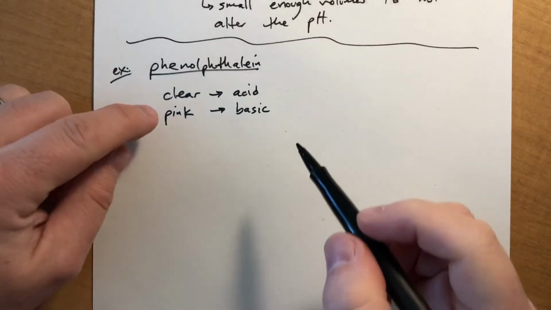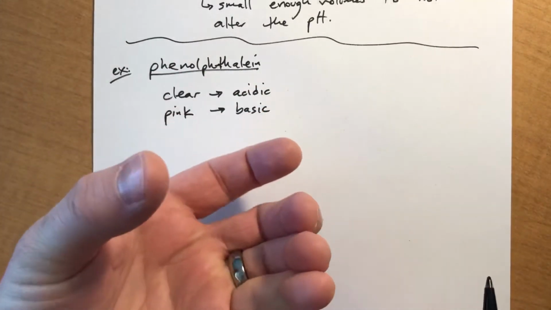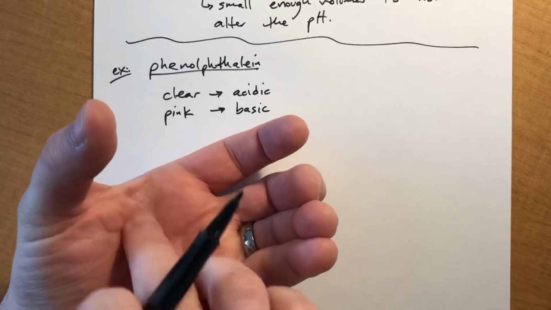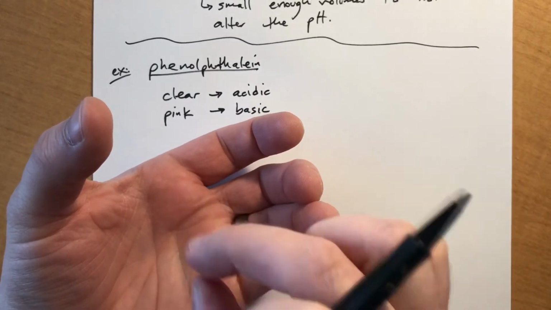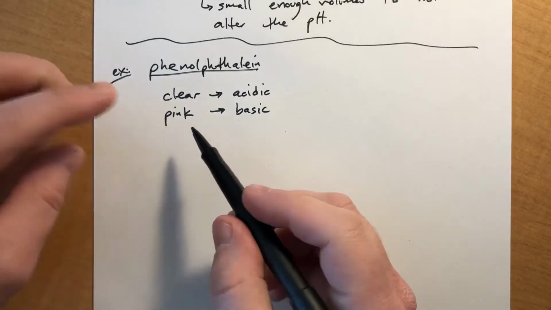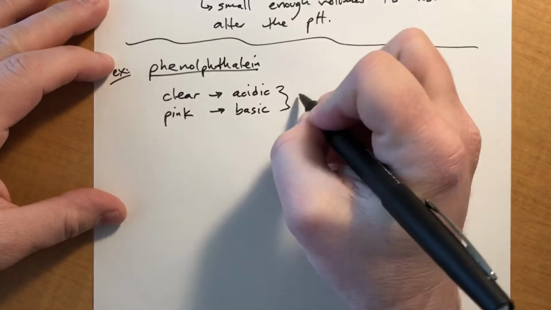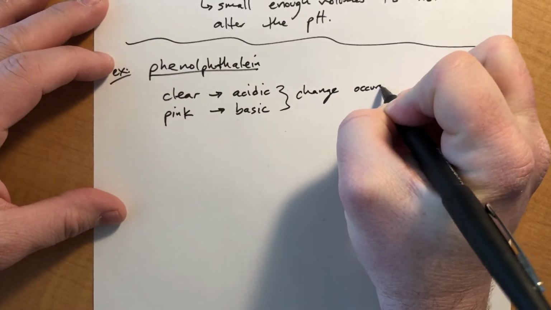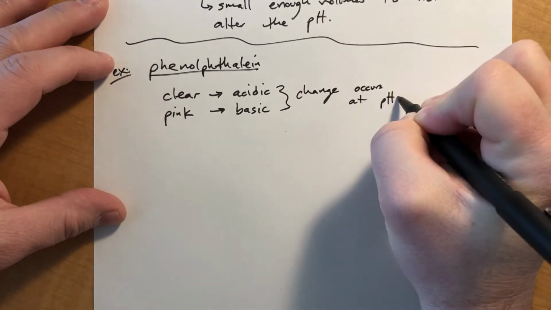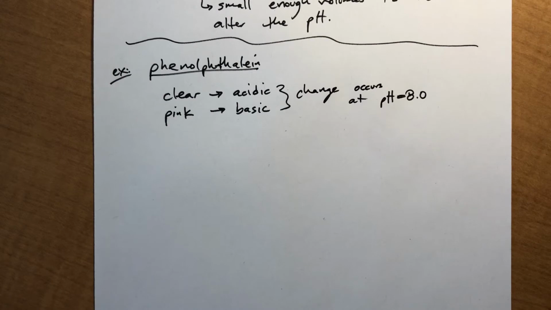This is super useful if you're doing a titration. If you have an acid as your starting stuff and you put the indicator in there, it'll be clear, and then as you drip base into it, it will turn pink when it gets to, well, around neutral. Technically, the change occurs at a pH of 8, not 7. But in the next video, we will see why that's not really a big deal. It works out either way.